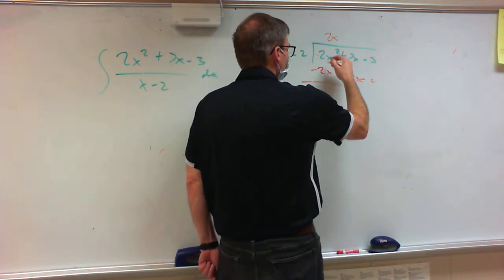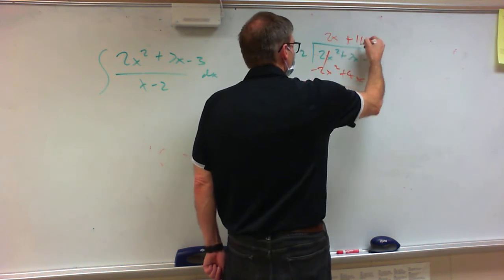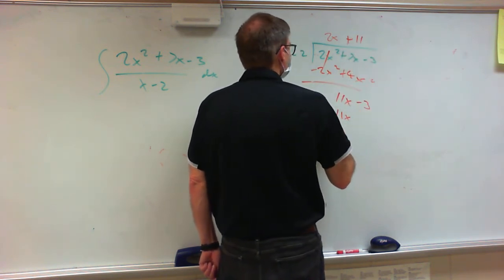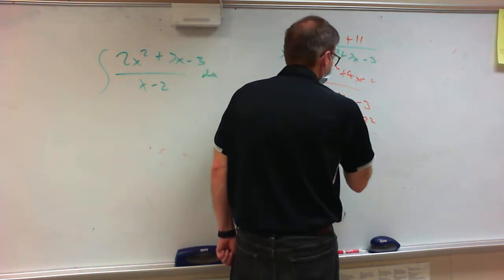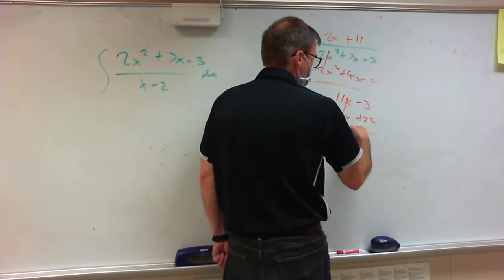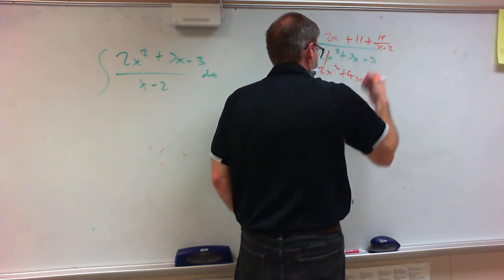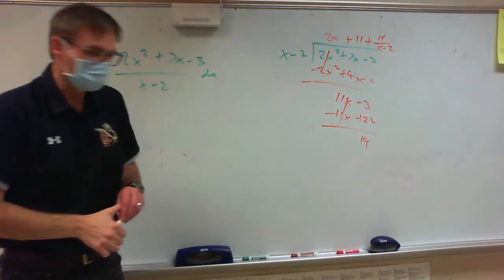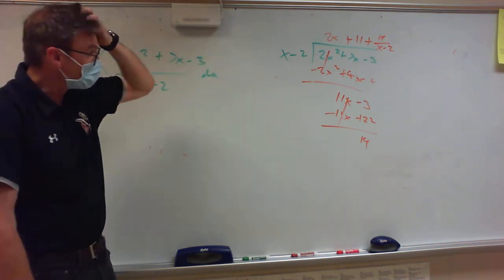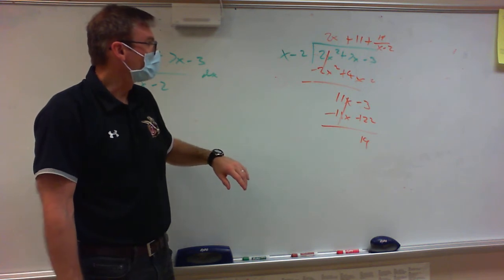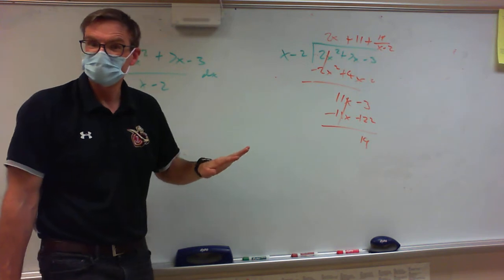So then we get this cancels, so I get 11x minus 3. So then I put plus 11, so I get 11x minus 22. Change the signs here, and so this cancels, and this gives me 19. So I end up with plus 19 over x minus 2. I have a feeling I made a mistake in copying somewhere, because I thought I did the same problem second period, but the numbers were nicer. All right? So there's our long division.